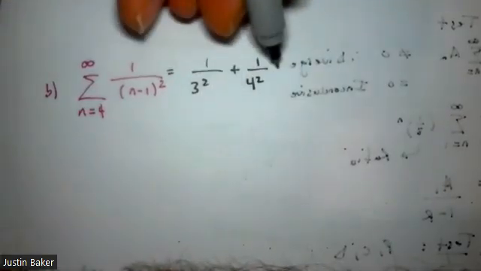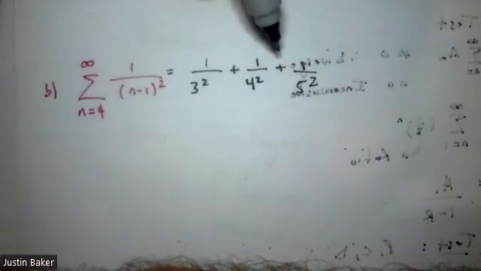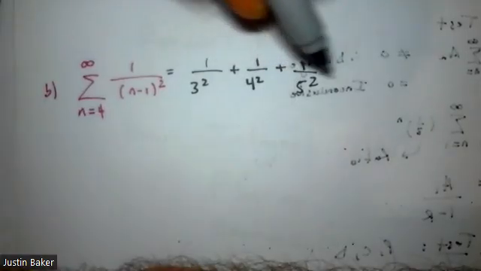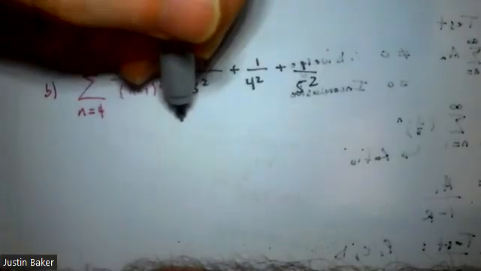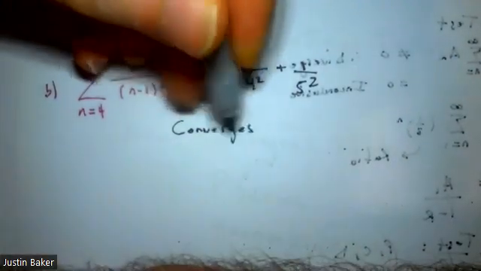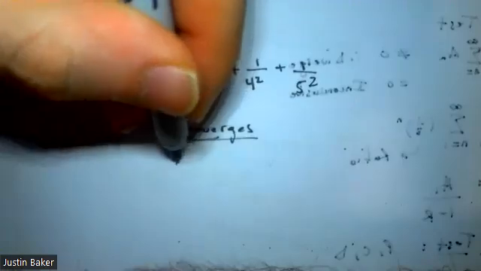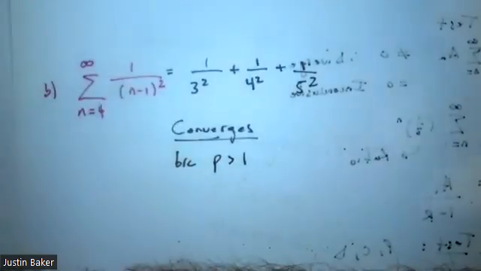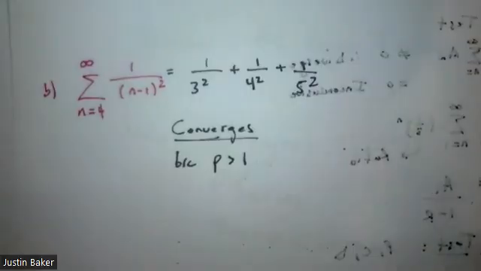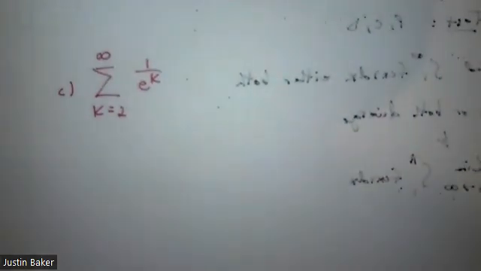Okay, so if you start plugging terms into this, what are we going to get? We start with 4. So if I put 4 into this, this is 1 over 4 minus 1, that's 3 squared. And then if you put 5 in, that's 1 over 4 squared. And then 1 over 5 squared. So you can see that this is a p series, and in this case, p is greater than 1. So this would be a p series, and then we would say that this converges because p is greater than 1. Okay.